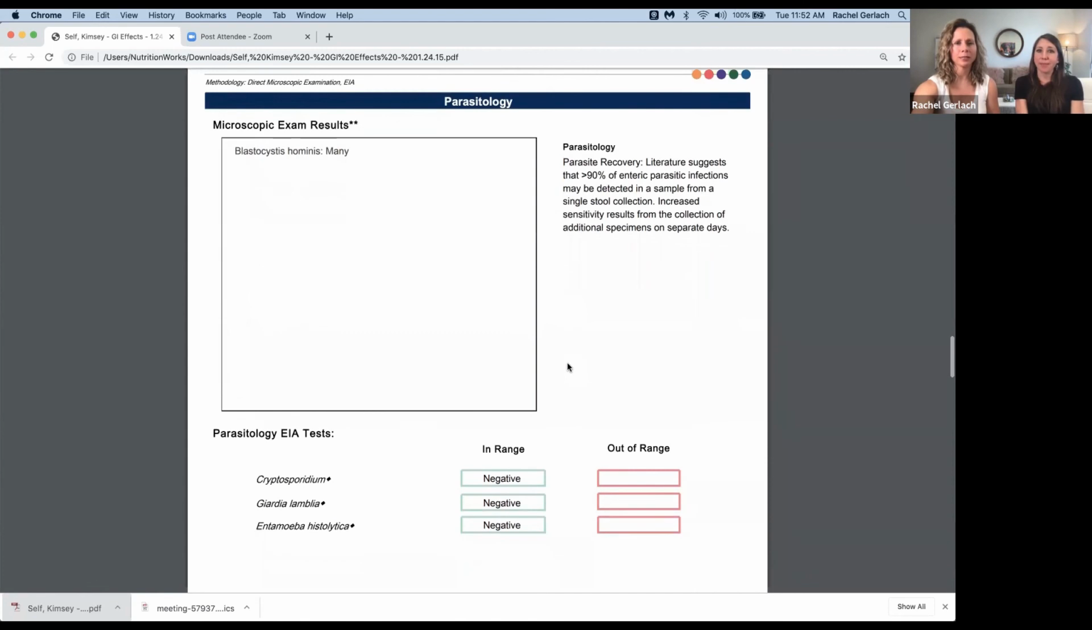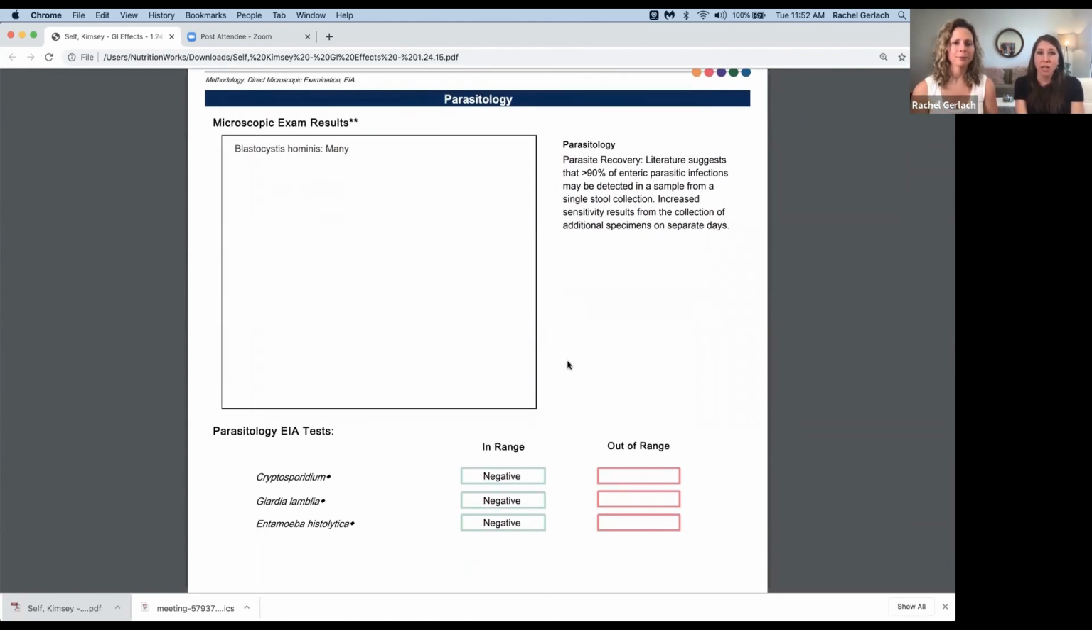Okay. There's your parasite. And then last but not least, this just simply confirms what we saw on the first page. The fact that Blastocystis hominis, as I mentioned before, is a protozoan parasite. Protozoan meaning it's microscopic. This is not a worm. So don't freak out. But nonetheless, you'll see here that it says many. That means that there's a pretty significant overgrowth going on here. The range is few to moderate to many. So there's a pretty significant infection.